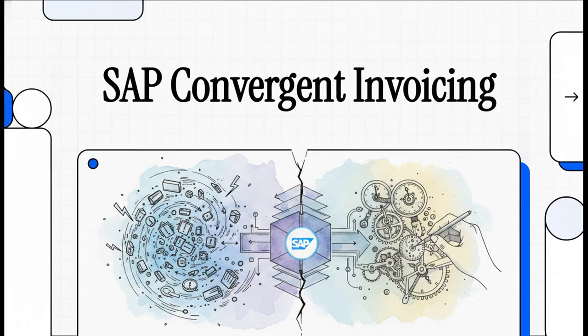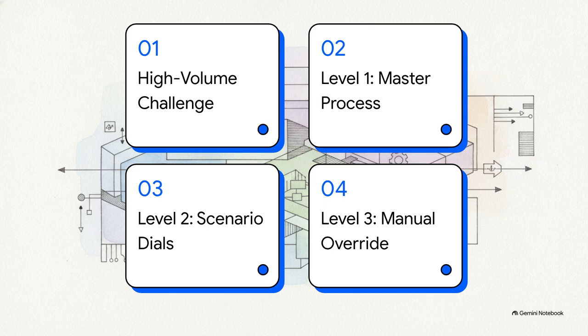Well, let's find out. Here's our quick roadmap for today. First up, the high volume challenge. Then we'll break down the 3 tiers. Level 1 is the master process. Level 2 covers the scenario dials. And finally, Level 3 is all about the manual override.